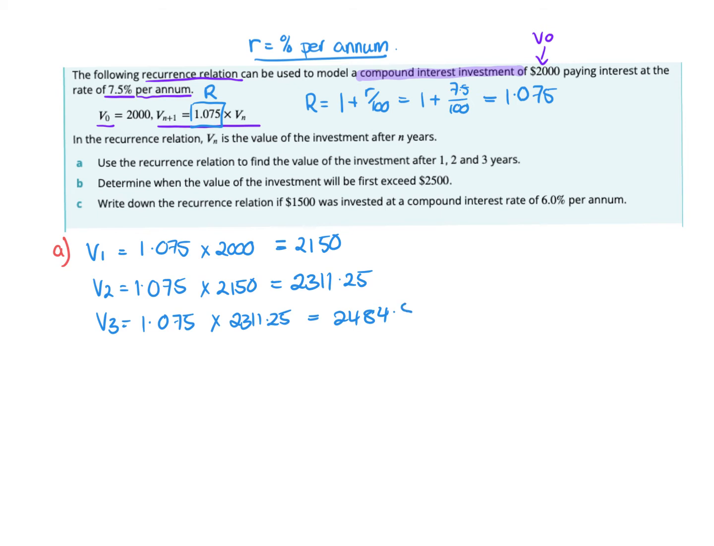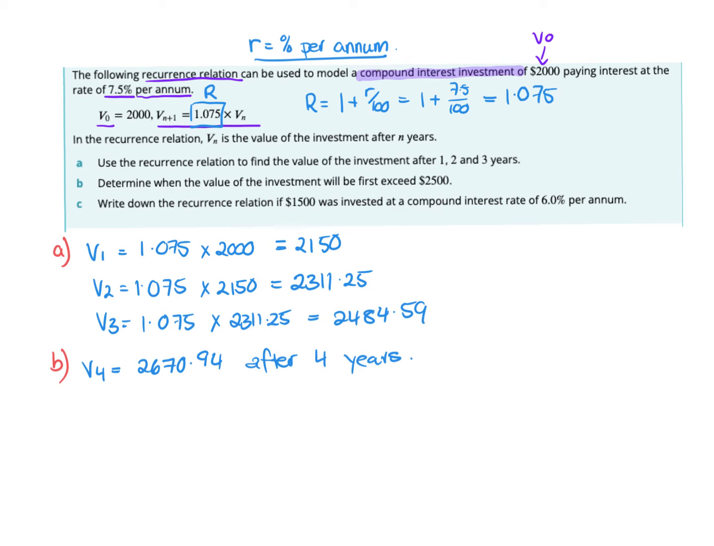Yeah, let's get into the habit, because we said they're most likely going to say show. Okay, B: determine when the value of the investment will first exceed 2,500. Because on our calculator we were already clicking through. So click it once. If you click one more time, you'll see that V4 was 2670.94. So we'll just say, in the 4th year, after 4 years.